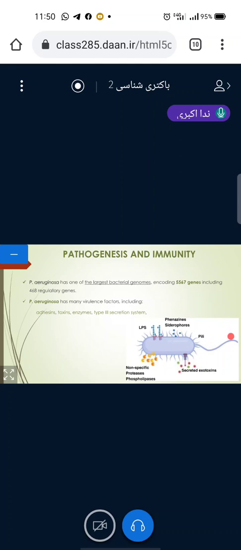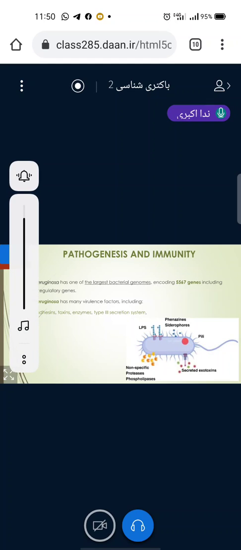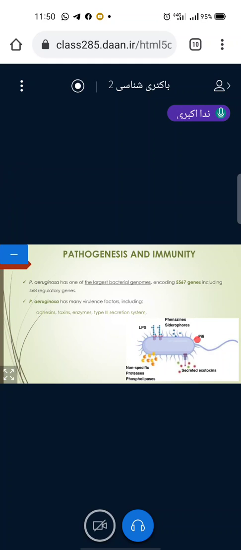You can see this picture here. It's a picture of Pseudomonas. You can see polar flagella, one flagellum at one side. You can see pili here, sorry, lots of pili around it. Pili help bacteria to attach to host cells.